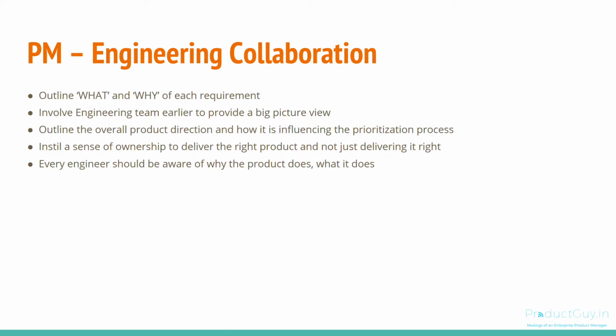Irrespectively, it is always essential to get the engineering team involved early in the prioritization process. Do not just throw the prioritized list at the engineering team. Involve them during the process of prioritizing requirements to provide a big picture view of the motivation behind the release. What are the customer values and product objectives that the release is intending to deliver? The fundamental idea is to provide them with the overall direction of the product and how the ongoing release will push the product in that planned direction.